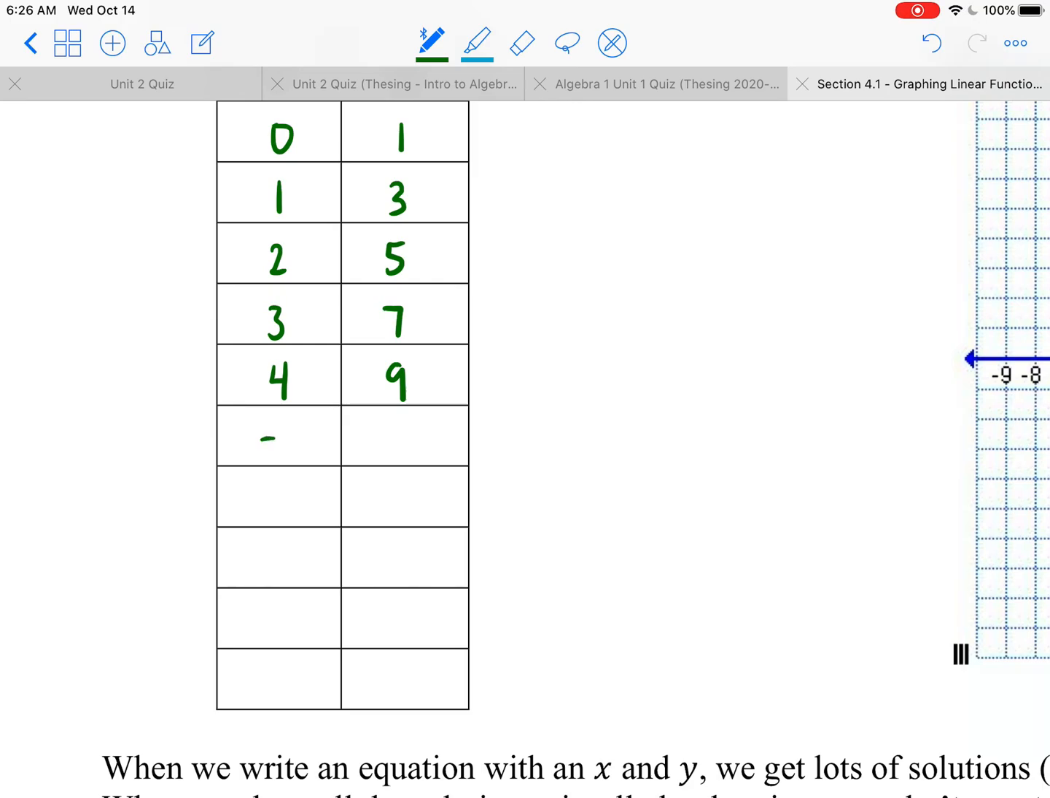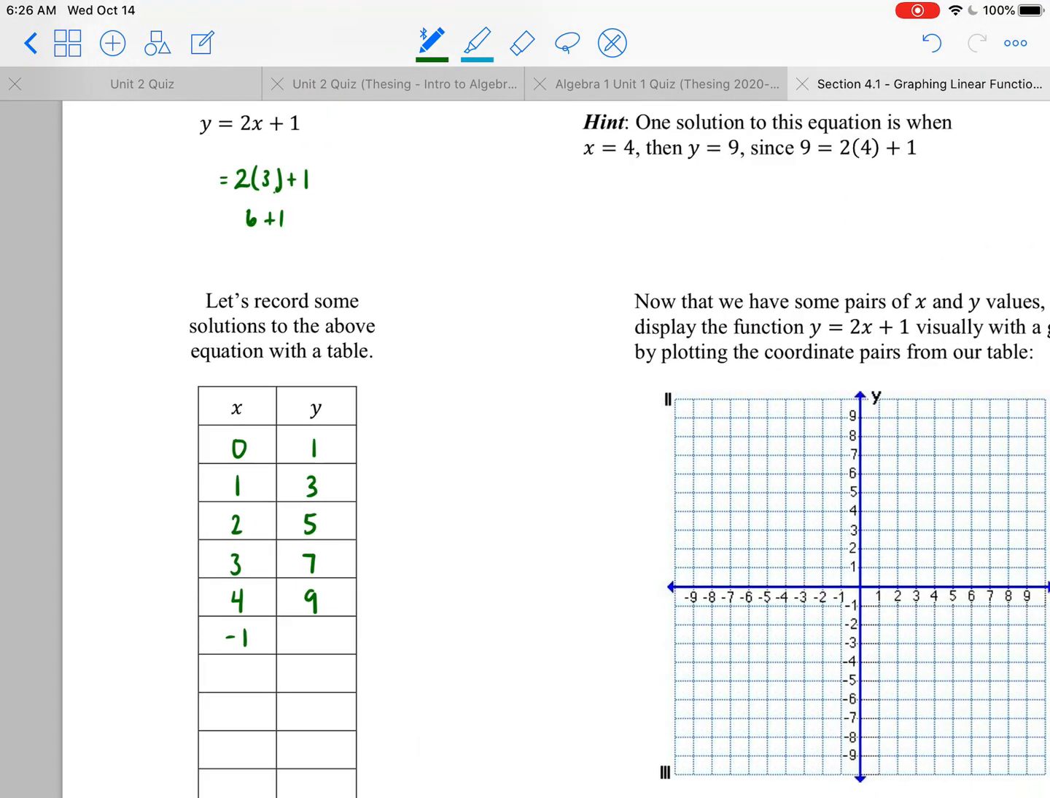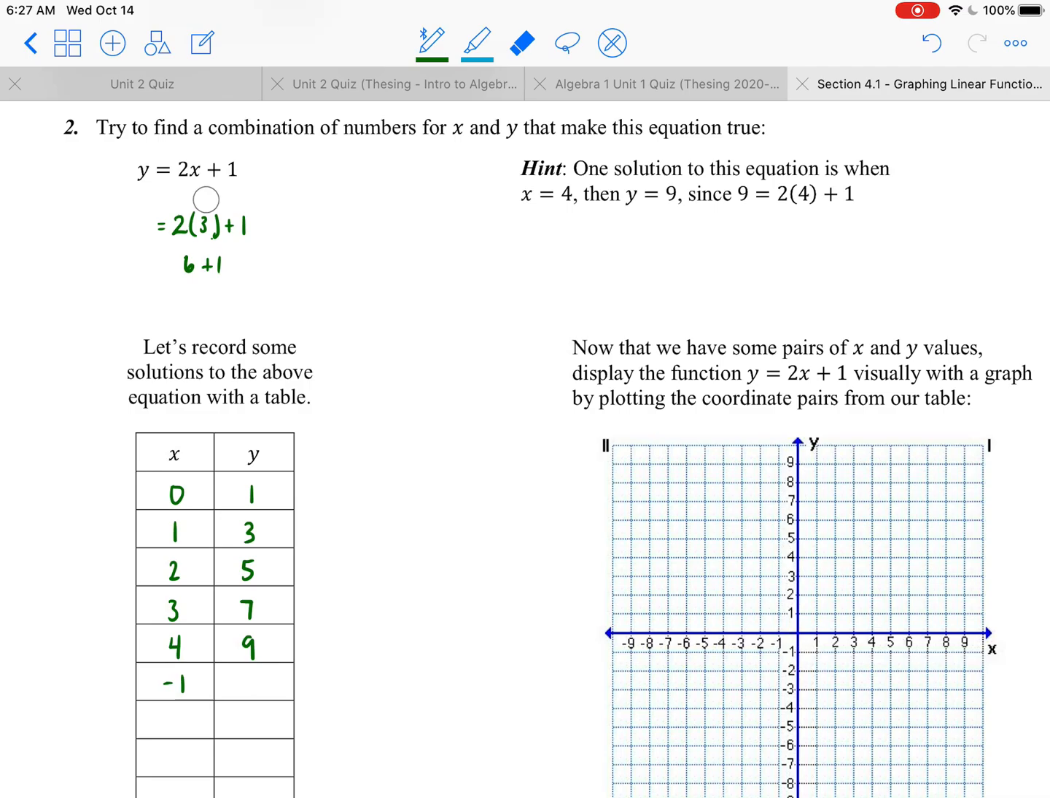Let's do some negatives here. What if we make x negative 1? If we do 2 times negative 1 plus 1, that would be negative 2 plus 1. Wouldn't y be negative 1 as well? How about negative 2?